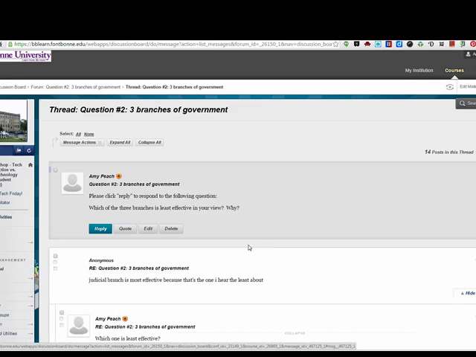The second question, this is what I tend to see far more often than the first one. I don't see the first one very much, but this type of question is very common. It's: which of the 3 branches is least effective in your view and why? And that's not a bad question. It does ask them to recall the content. You have to understand the 3 branches in order to answer that question, and you have to make a judgment. You have to compare and contrast and determine which one is least effective.